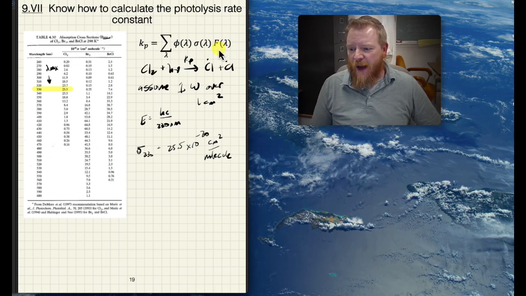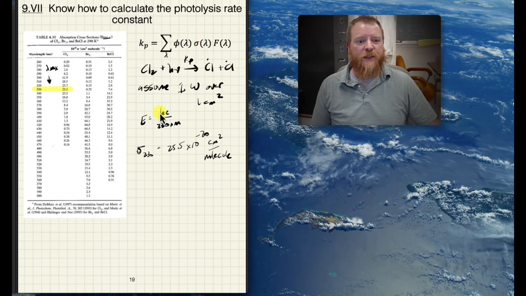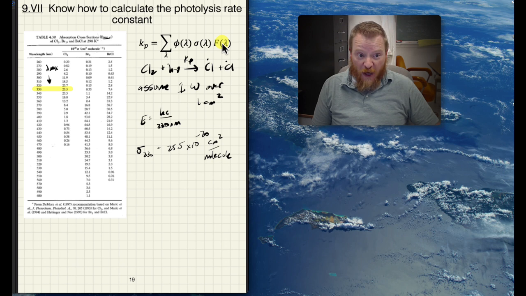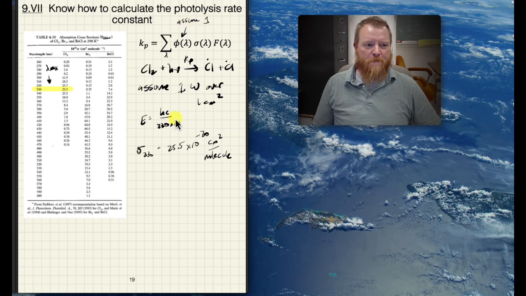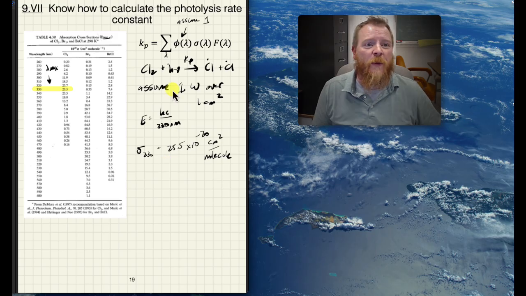Okay. So then we would take that 25.5 times 10 to the minus 20. That would be for the cross section. We would then calculate the flux. And then we would calculate, and this is a good assumption here, assume 1. Okay.